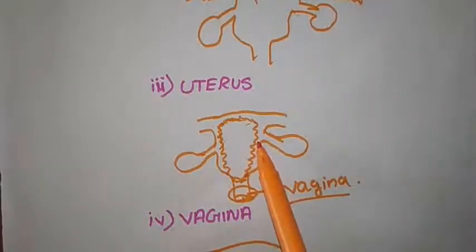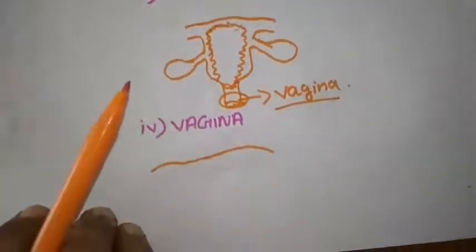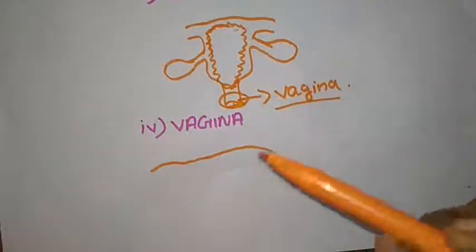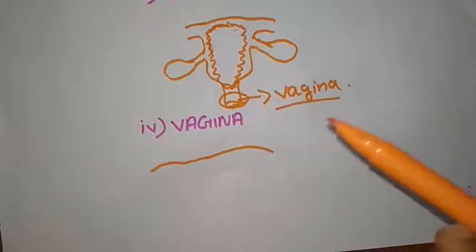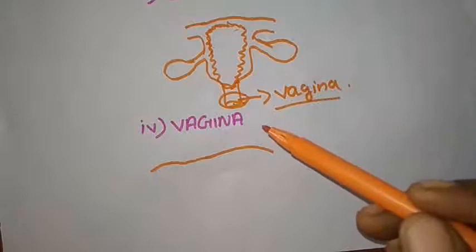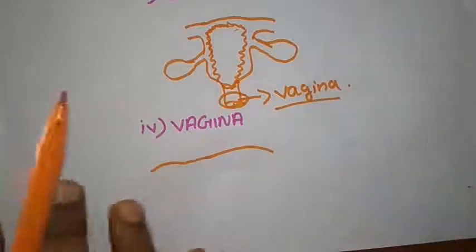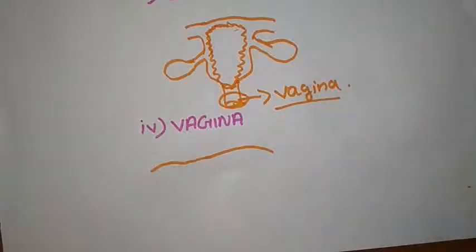The baby development has taken place in the uterus part. And the last one is the vagina, where expulsion of the baby takes place. At the time of the menstrual cycle, bleeding also takes place through the vagina. Okay, so that's it for the parts of the female reproductive system.